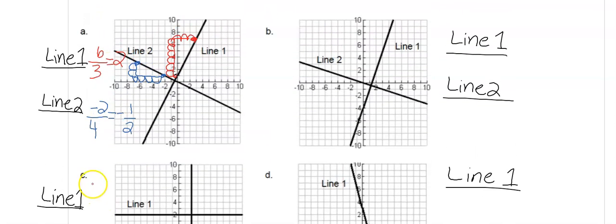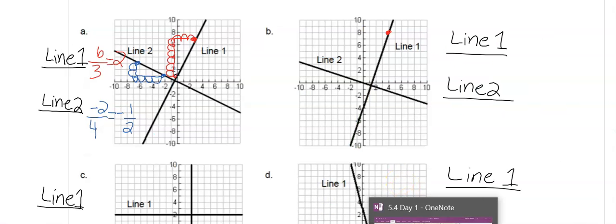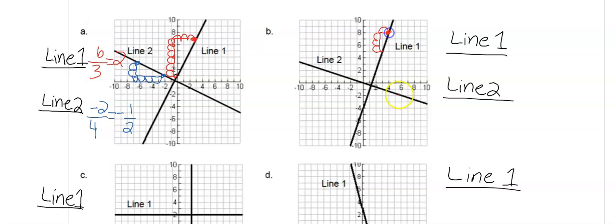We look at graph B, line 1, and find two perfect spots. We have one at 4, 8, and another perfect point at 3, 5. Do rise over run. We rise up 1, 2, 3, and we run once. So our slope is 3 over 1, or just 3.